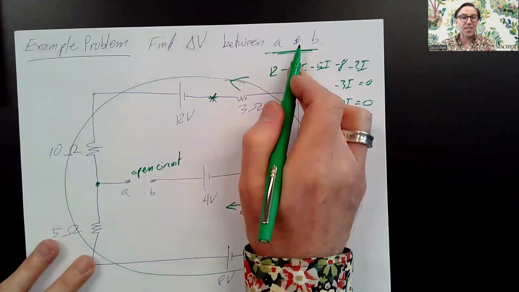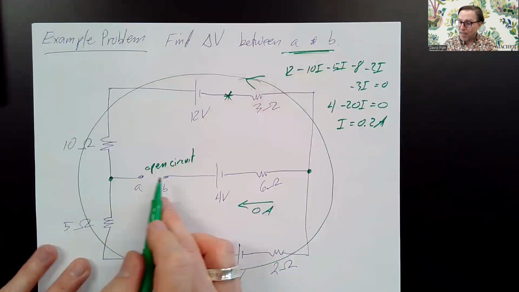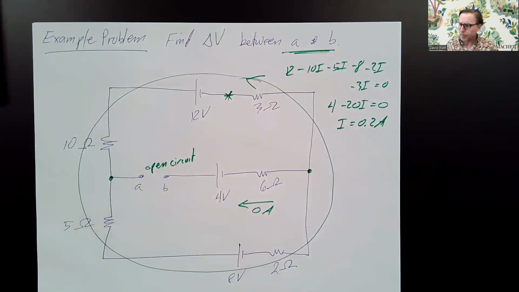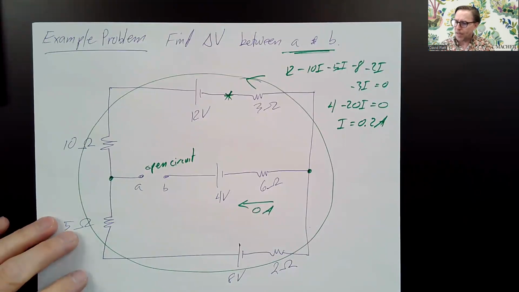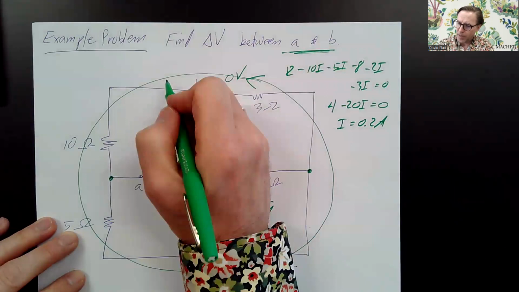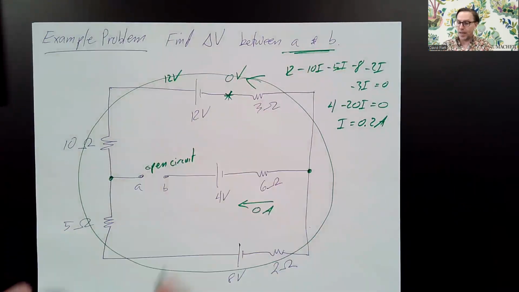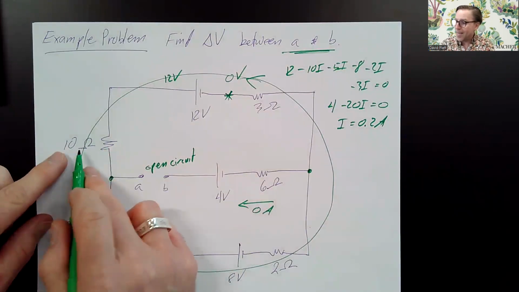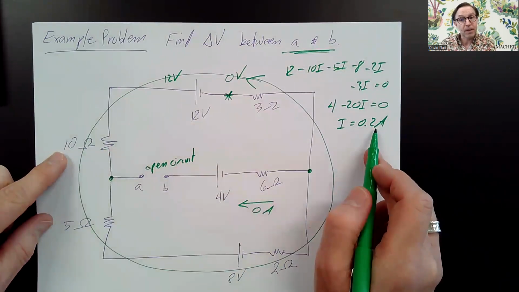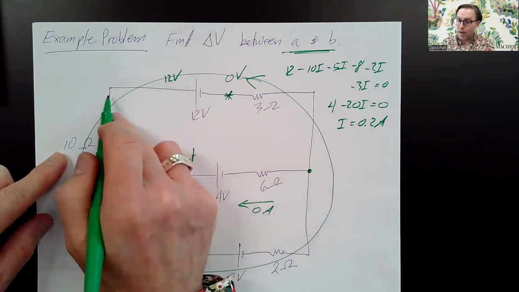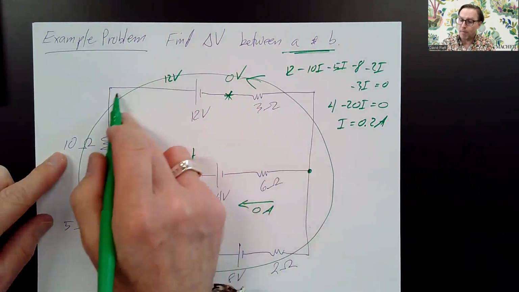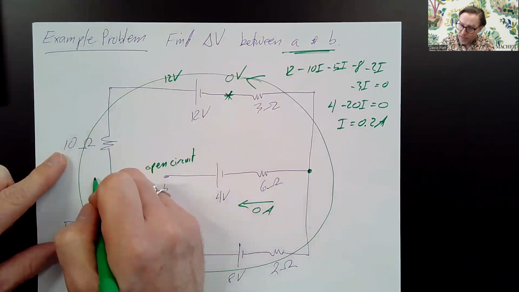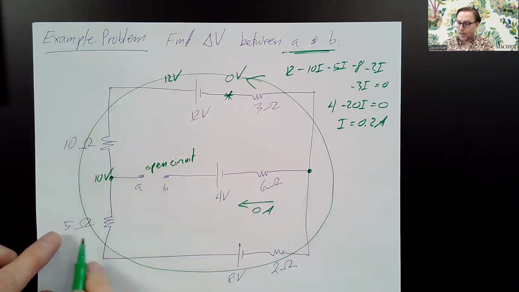Interesting. That's not what we asked to find. We're asked to find this potential difference. So what's going on here? Let's say the potential here is 0 volts. Then the potential here is going to be 12 volts, because I added 12. And then I'm going to lose 10 times 0.2, which is 2 volts. So 12 minus 2, the potential here is 10 volts.